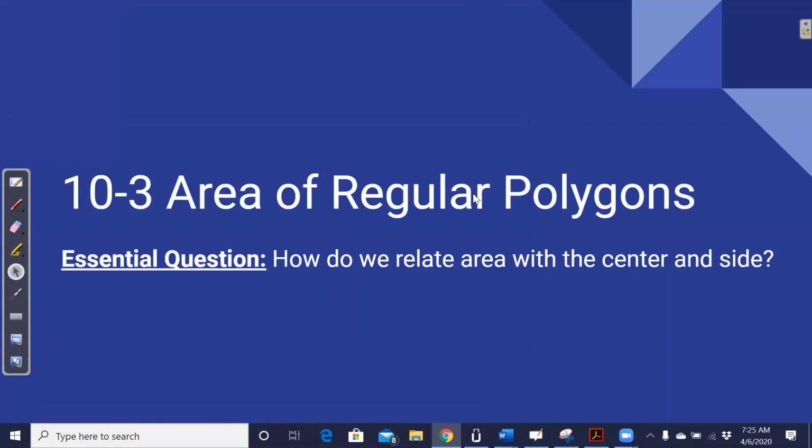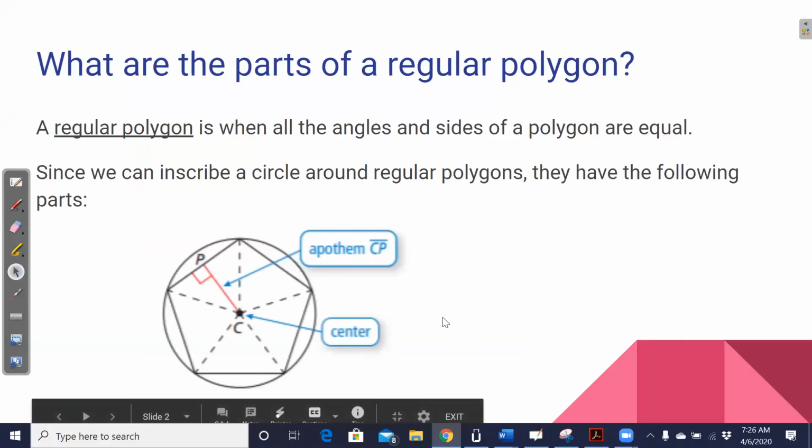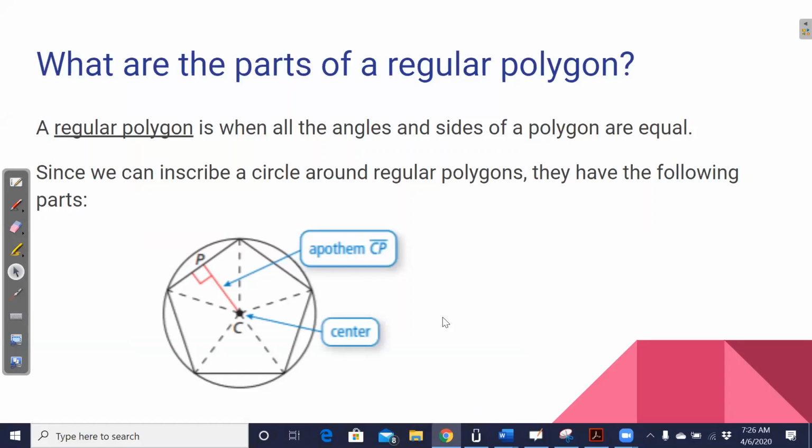Okay, so we're going to start with 10-3 of your textbook, area of regular polygons. But before we can actually find the area of regular polygons, we need to see what the parts of a regular polygon are, or better yet, what is a regular polygon? When we're talking about regular polygons, we are talking about polygons that have equal angles and equal sides.